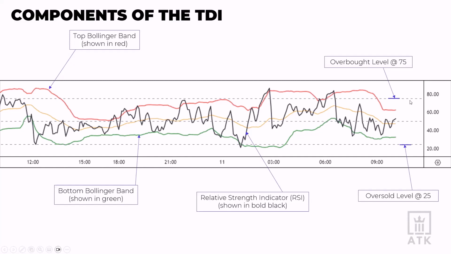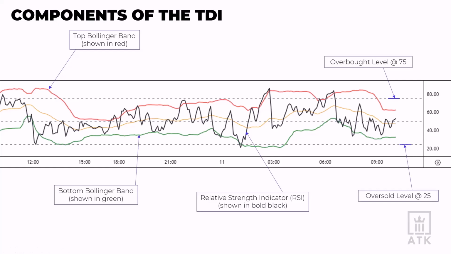Now, when the RSI reaches over the 75 mark, that's telling us that the market is overbought and should be selling off. When it reaches below the 25, it tells us that the market is oversold and it's going to start going long. When it is in between, it usually means that the market is trending and price is going to continue in the same direction.